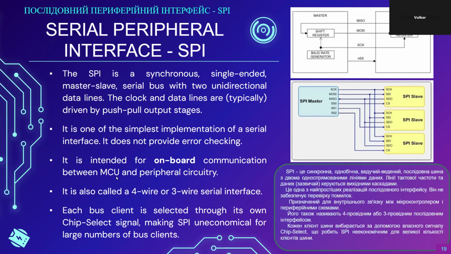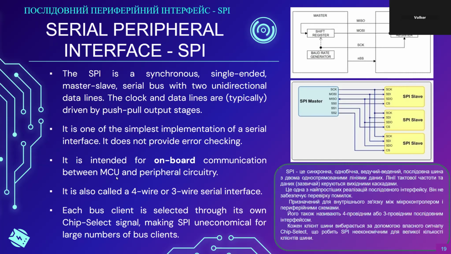It is master-slave, or master-client. Typically, the microcontroller is the master, and there's a number of peripheral devices that are the system clients or slaves. And the microcontroller will connect to these devices and send data or receive data. It is a serial bus, and it has two unidirectional data lines. It has a clock line, two data lines, one for receive, one for transmit.